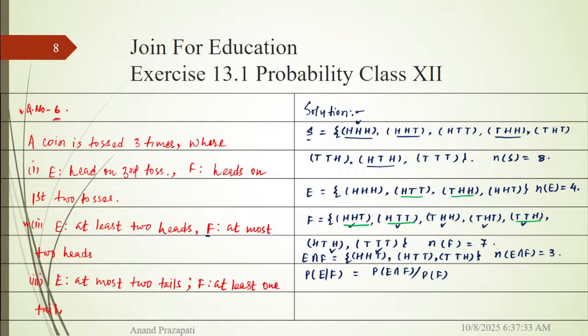So the conditional probability of E when F has taken place, we also read as the probability of E by F equals the probability of E intersection F divided by the probability of F. So we write down the number of E intersection F by the number of F. The number of E intersection F is 3, and the number of F is 7. So this one will be the answer of this question. However, there is no problem to understand the solution of the second part of question number 6.